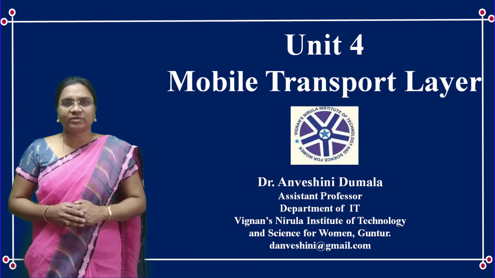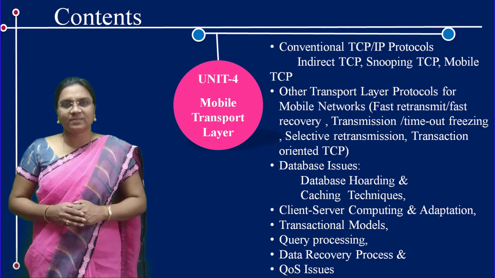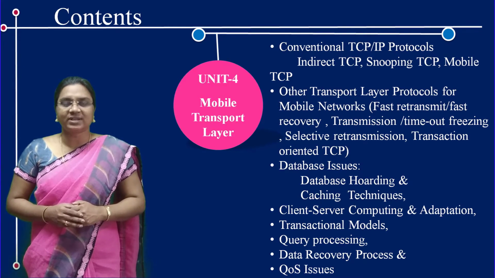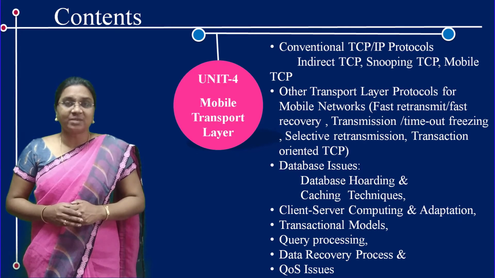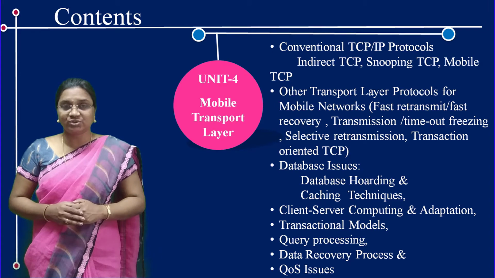So today we are going to discuss a few topics in Unit 4. In this Unit 4 we are going to cover the conventional TCP/IP protocols. Under that we are going to see indirect TCP, snooping TCP, mobile TCP, retransmission and fast recovery, selective retransmission. Next we are going to see timeout freezing TCP, and finally transaction-oriented TCP.